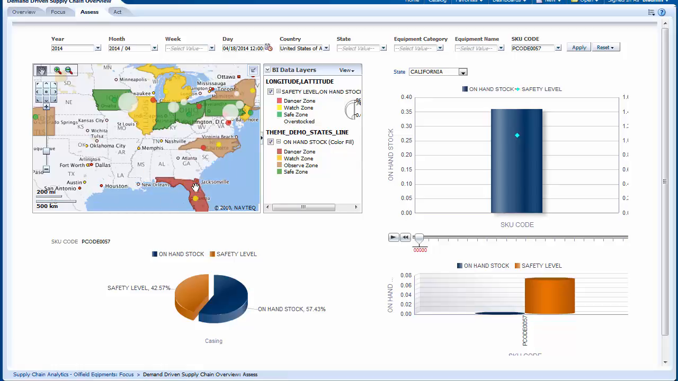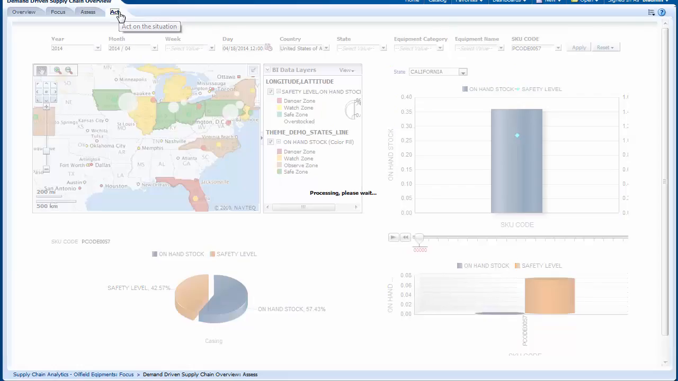Currently, the solution only shows stock parameters, but as the solution evolves further, other information such as financial information, rig utilization parameters, and daily drilling report parameters can also be displayed in the same geospatial chart. As you can notice in the chart, currently safety level is 32 while on-hand stock is 66, which means that this is an overstock situation.